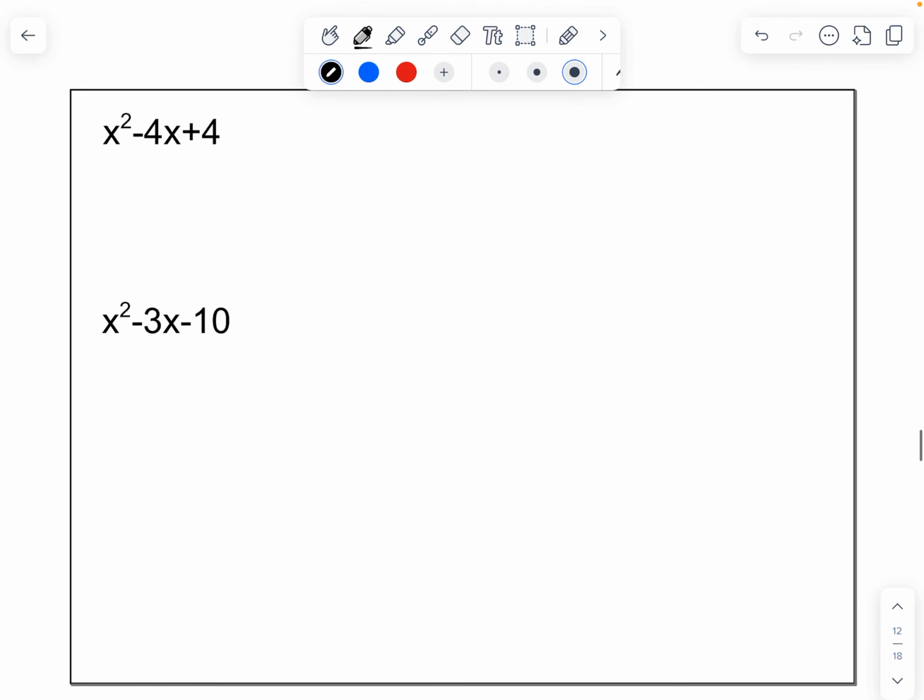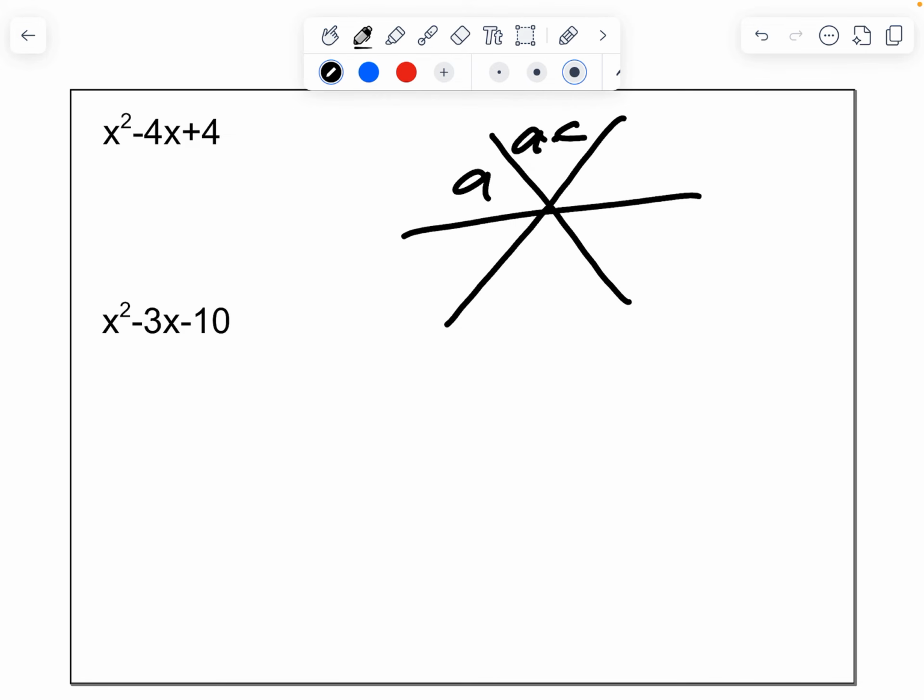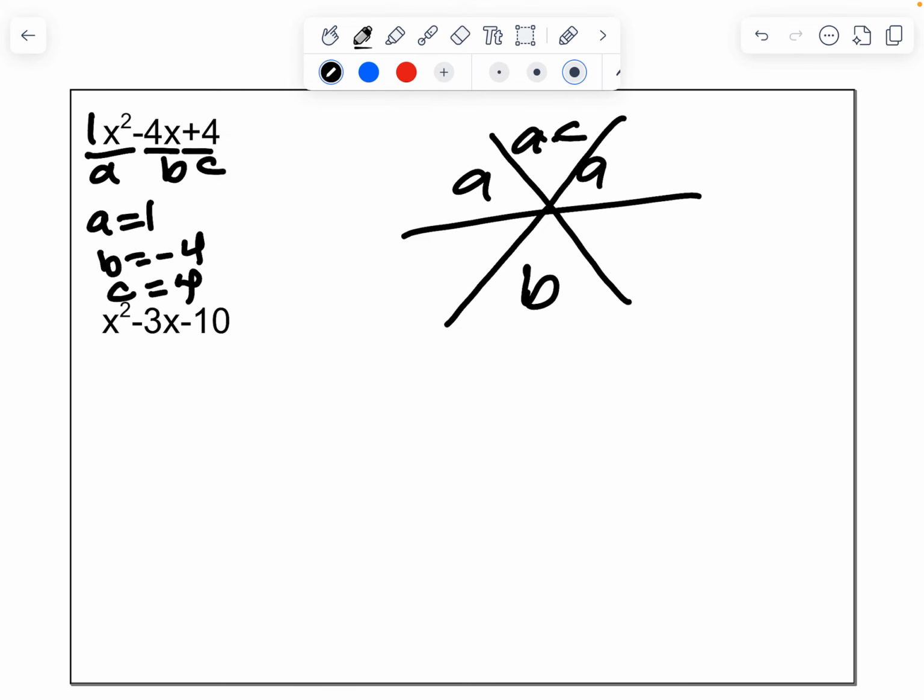All right, here on this page we've got ones with 3 terms. On that chart, you saw a star, and it had A times C, A, and B. Those all refer to the coefficients here. So A, B, C. If there's nothing there, it's understood to be a 1. We're just looking at the numbers here and not the variables. So in this case, A is 1, B is -4, C is 4.